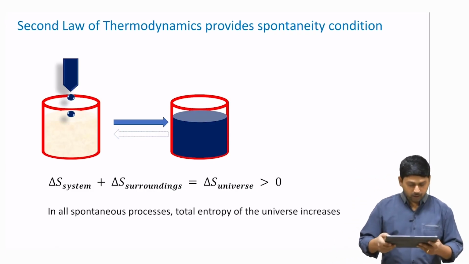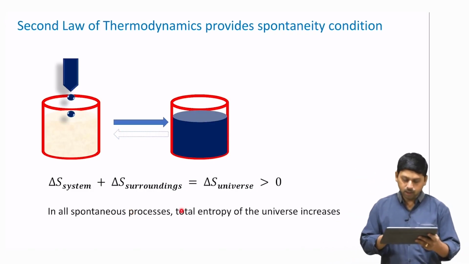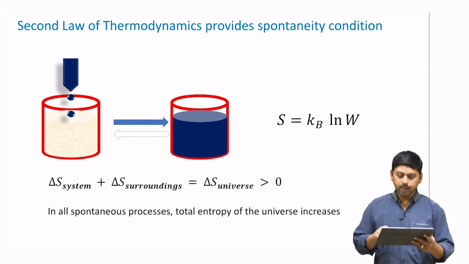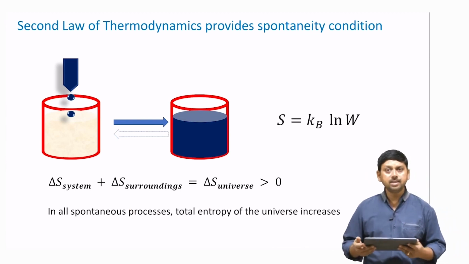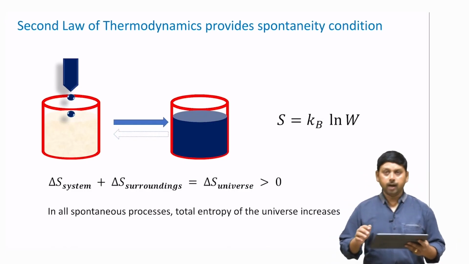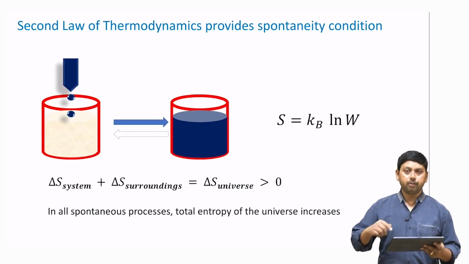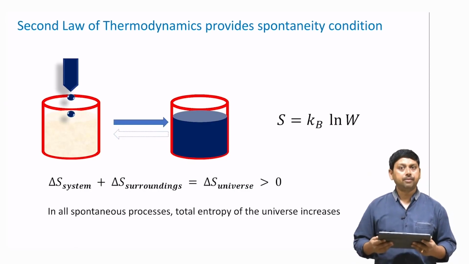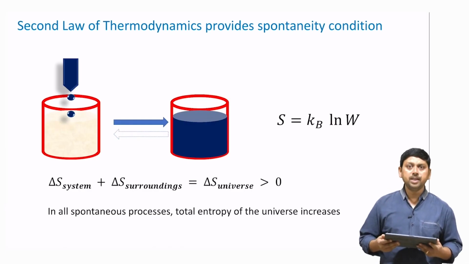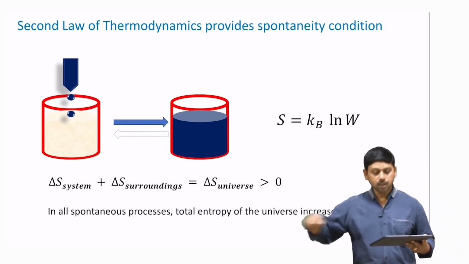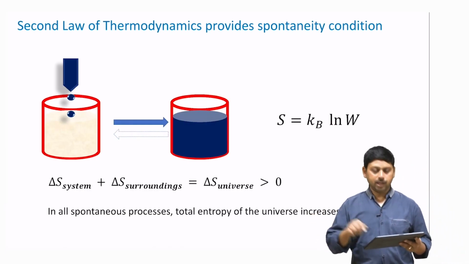So, in all spontaneous processes, the total entropy of the universe increases, we know that, and statistically what it means is that the number of options for the process to happen will increase, and therefore it is favorable. And in terms of probability, the probability distribution has to be more spread out, as we discussed before.